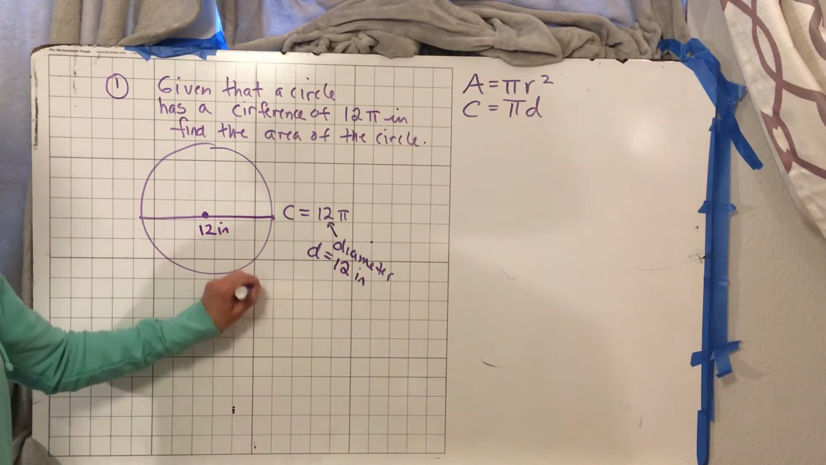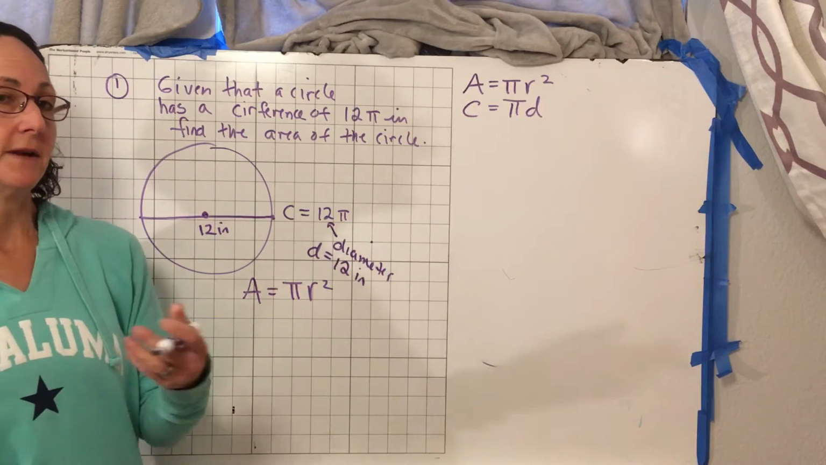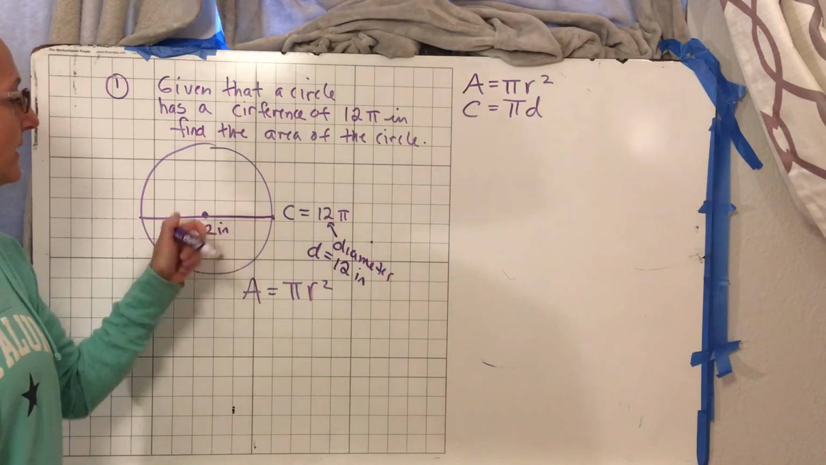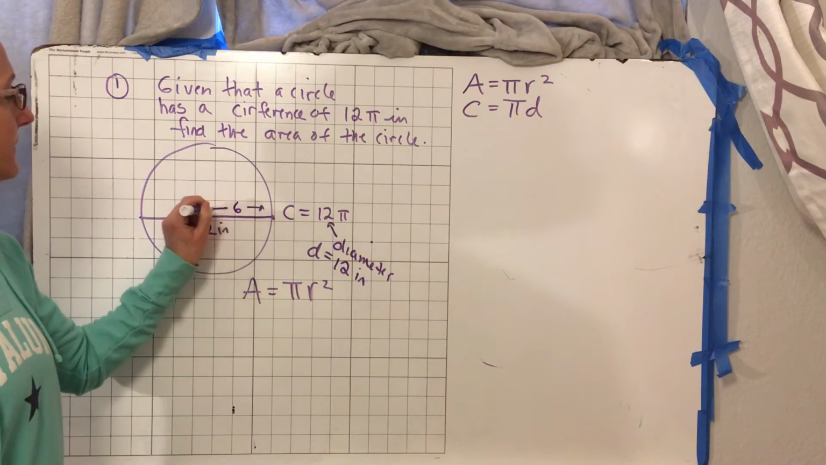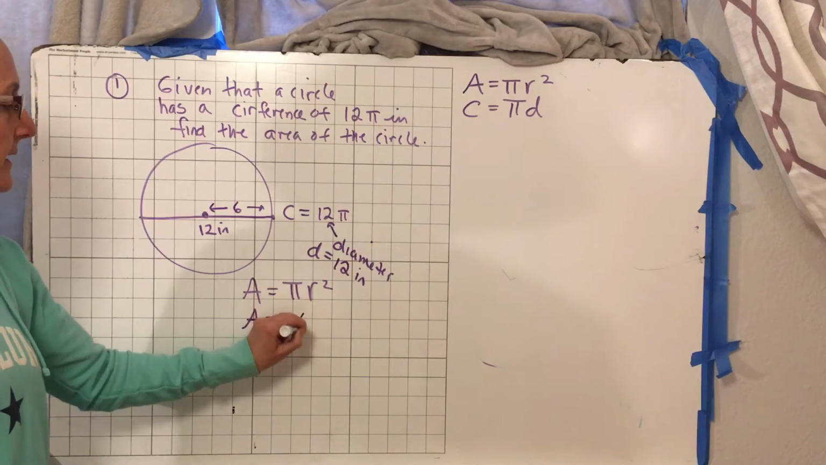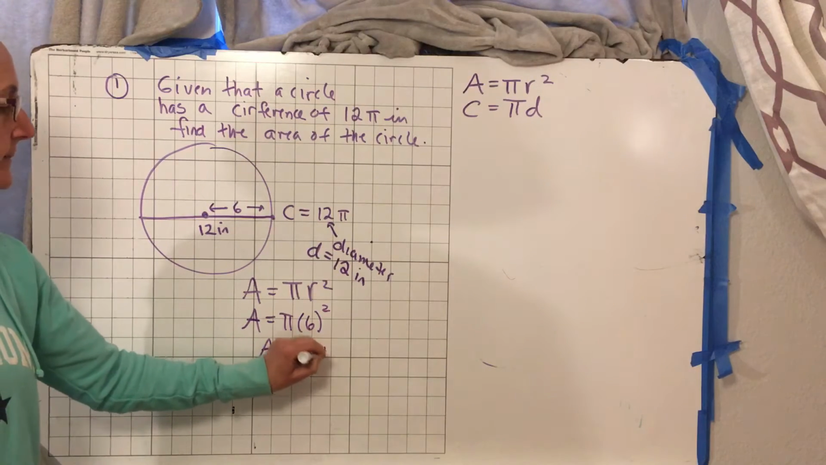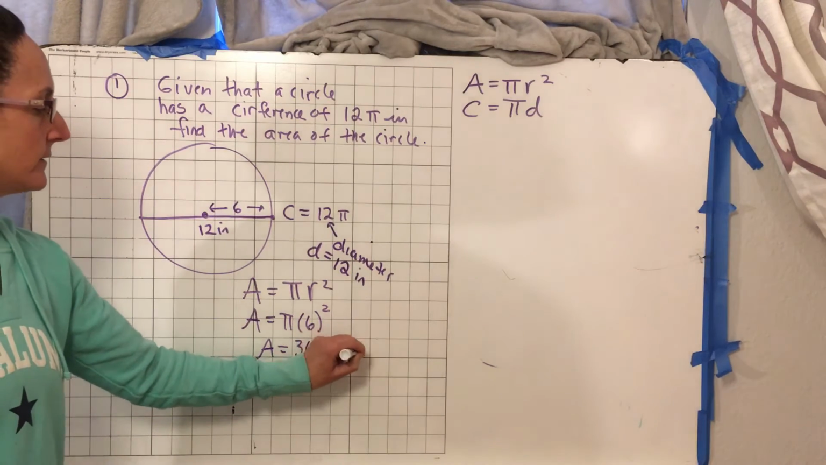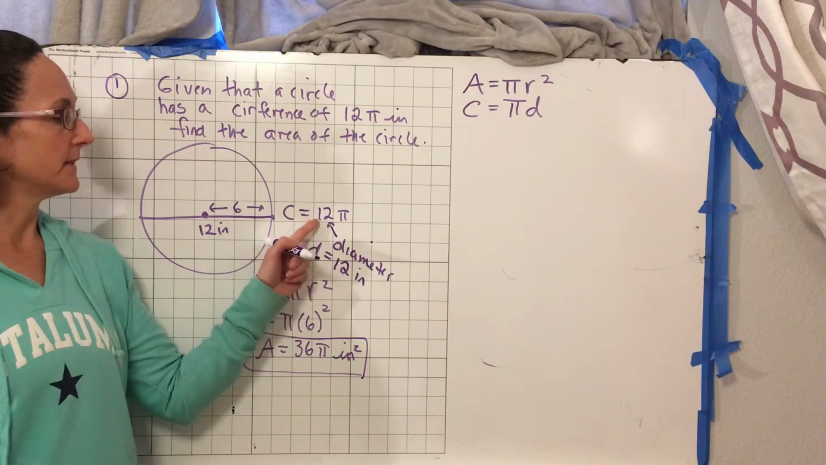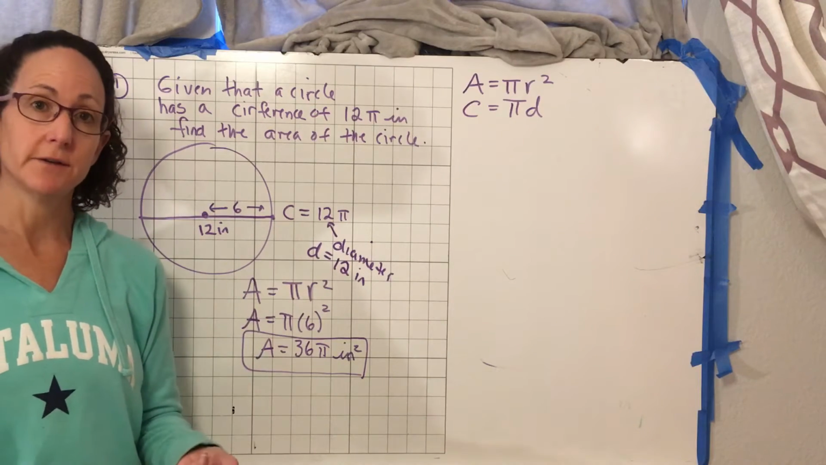Now I asked for the area, which is pi r squared. So in order to find the area, you need to know the radius, but you have the diameter. If this is 12, that means the radius is 6. So then the area equals pi r squared, or the area equals 36 pi inches squared. So if I give you the circumference, this number is the diameter. From the diameter you can get the radius, and then you can plug that into your area formula.